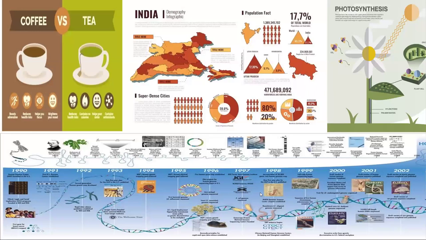If you want to show the changes in a particular phenomenon over a particular time, then for that you can use the timeline format. So we have shared here some types of infographics. On the top right corner you can see the process of photosynthesis in the form of an infographic. If you are a science teacher teaching a concept to your students, you can either use concept mapping or you can also show that particular concept with the help of infographics.